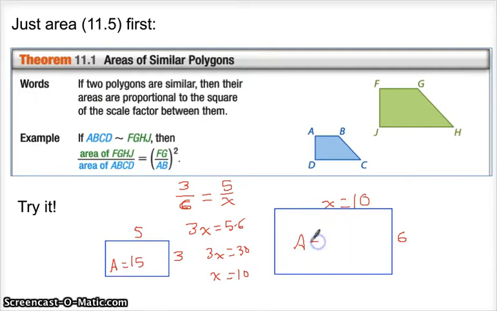What's the area of a 6 by 10? 6 times 10 is 60. Whoa, are you freaking out yet? This is 15, this is 60. What's going on here? Because we just sort of figured out, you can tell by looking at this, that these sides I have to double to make them this big.